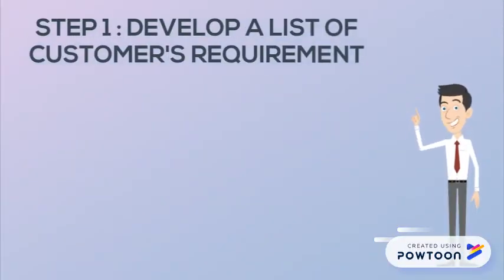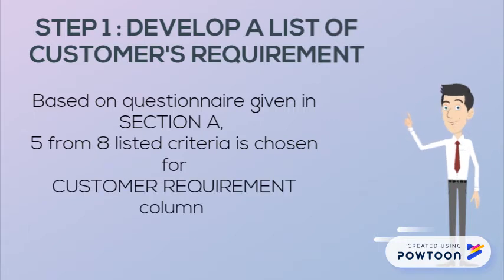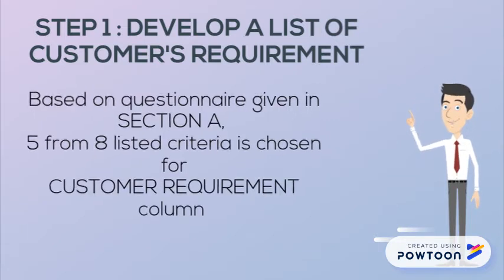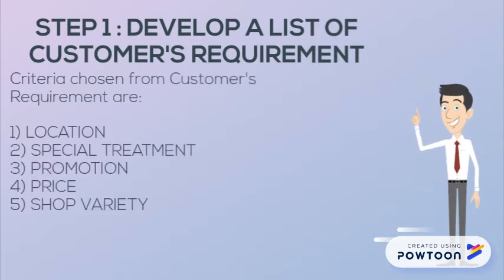Step 1 is develop a list of customers' requirements. There are 5 from 8 listed criteria chosen for the customer requirement column. Criteria chosen are location, special treatment, promotion, price and shop variety.